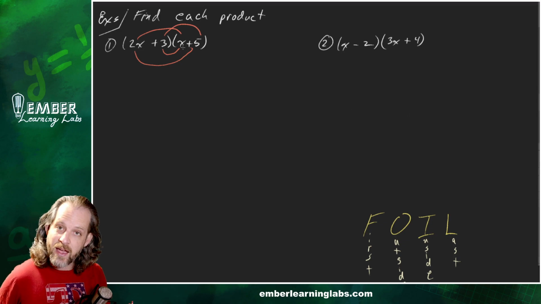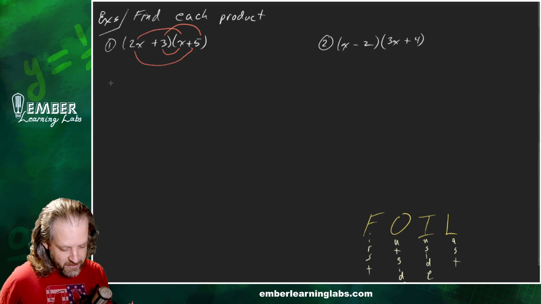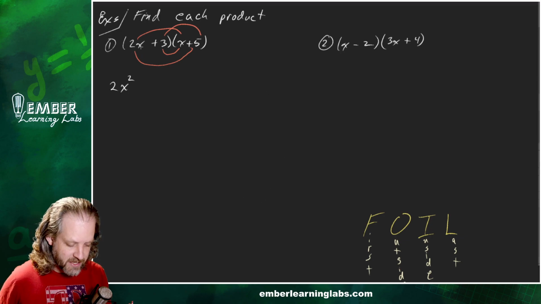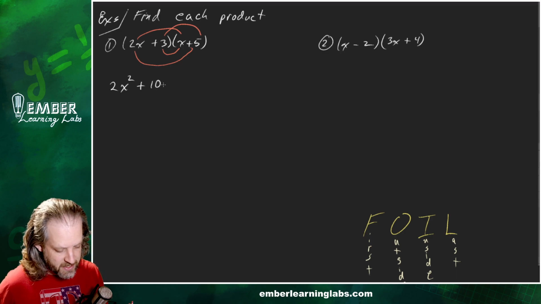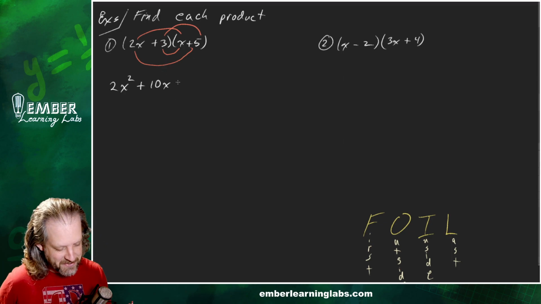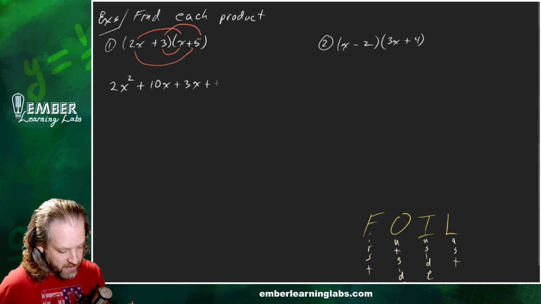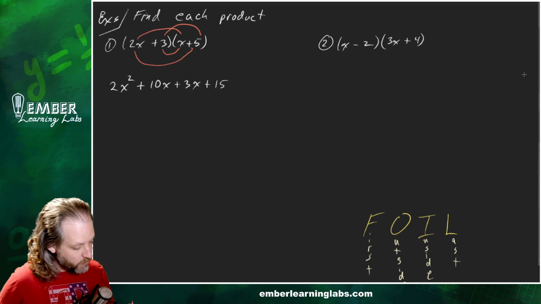So 2x times x. Now, what is 2x times x? Well, x times x is x squared. So 2x times x is 2x squared. And then the outside, this one times that one, 2x times 5 would be 10x, because 2 times 5 is 10. And the inside, 3 times x is 3x, right? So plus 3x. And then the lasts, 3 times 5, which is 15. So plus 15.